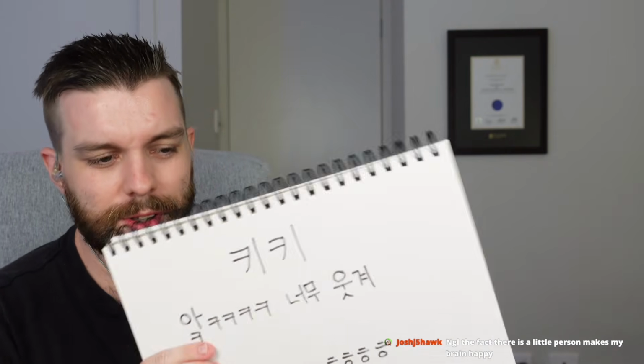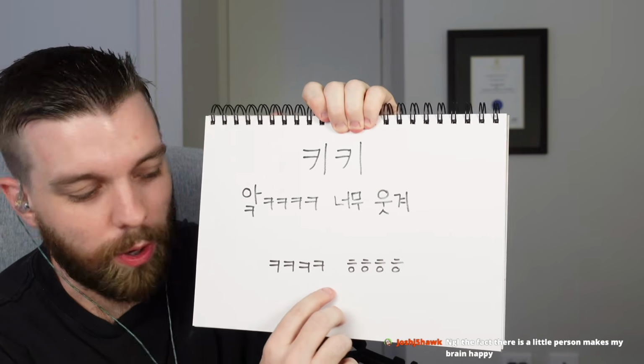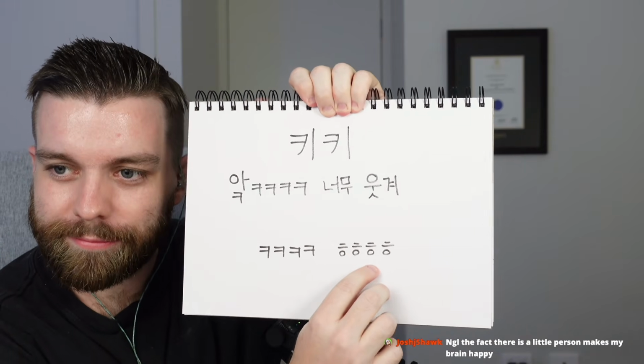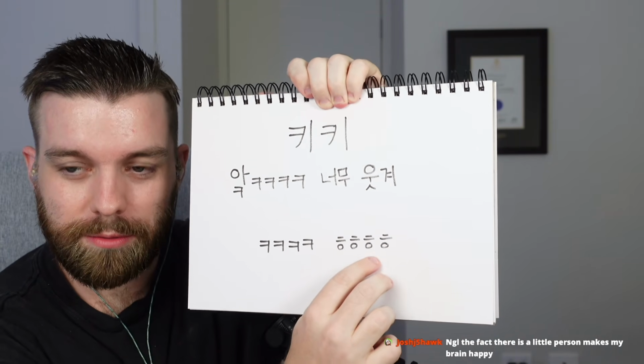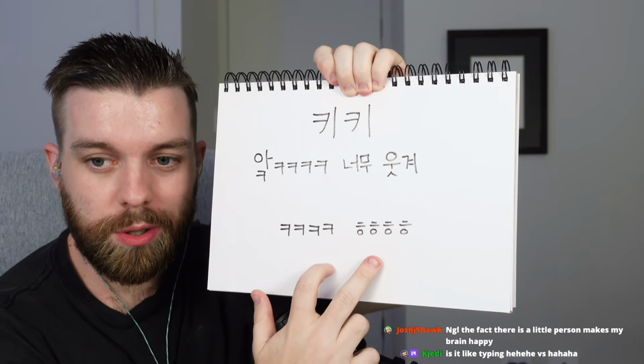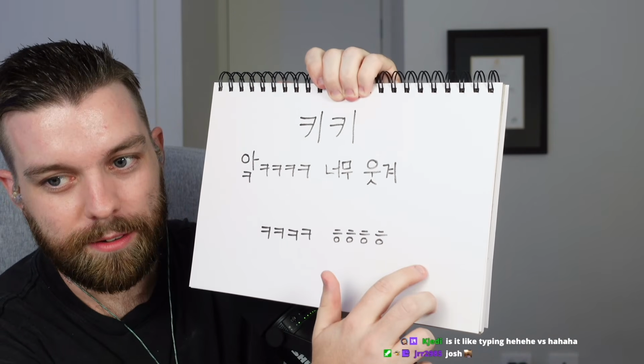There's no, like, you don't have to overthink which one to use. I think there is a bit of a nuance though. This is more just like laughter, right? This is kind of a little cuter. Hopefully that makes sense. The hee hee hee hee hee. It's kind of cuter, you know? You can use whichever one you want. It's going to denote exactly the same thing. But this is just more like ha ha ha ha ha, hee hee hee hee hee. Hopefully that makes sense. Not gonna lie, the fact there is a little person makes my brain happy, right?